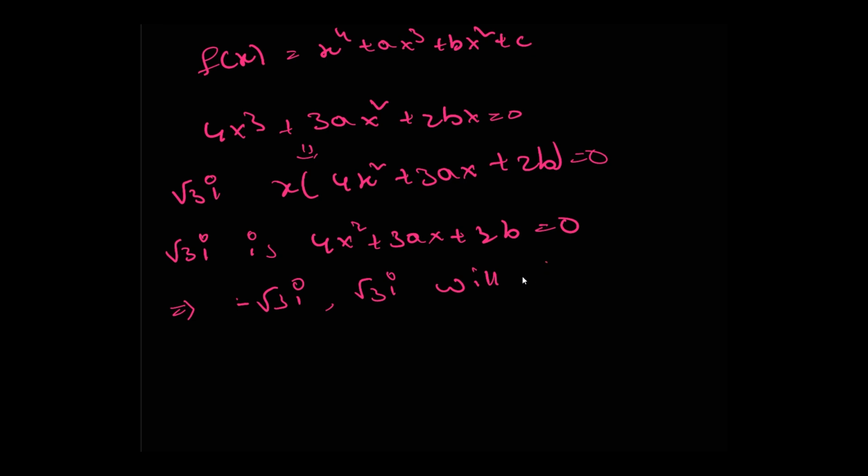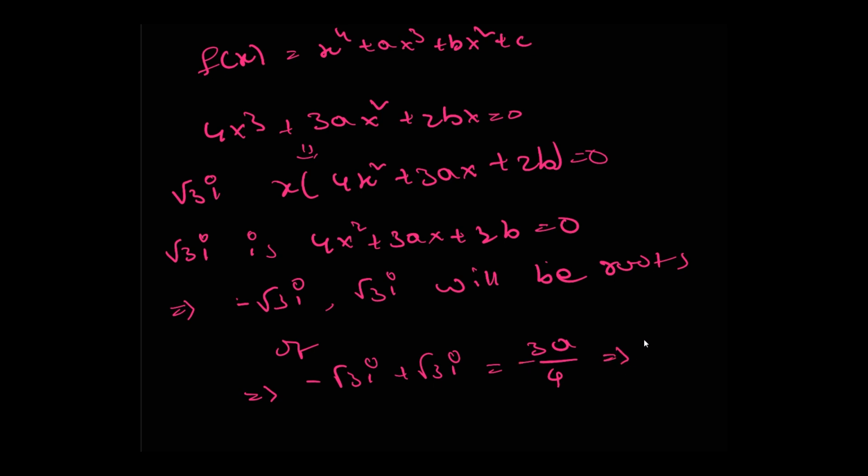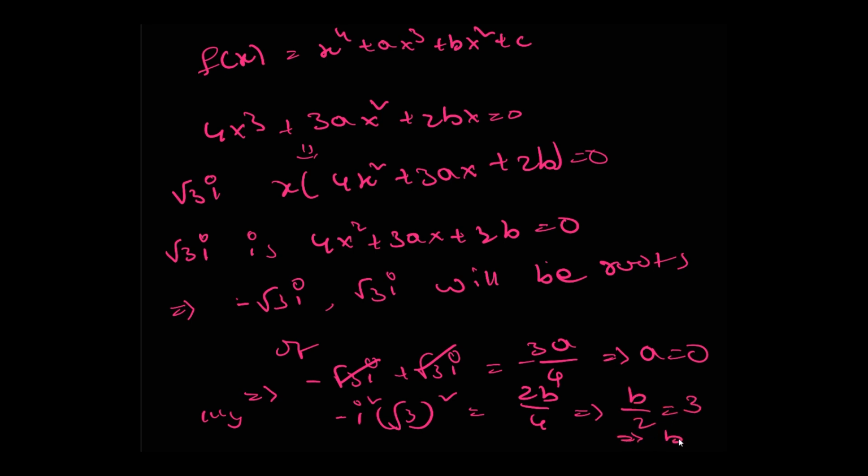So minus root 3i and root 3i are the roots of the quadratic equation 4x square plus 3ax plus 2b equals 0. That means the sum of roots, minus root 3i plus root 3i, equals minus 3a by 4. That implies a equals 0. Similarly, the product of the roots, minus root 3i times root 3i, equals 2b by 4. That implies b by 2 equals 3. From here b equals 6.